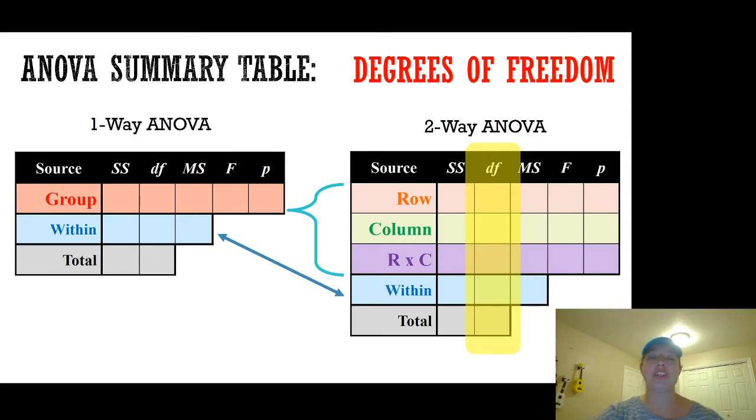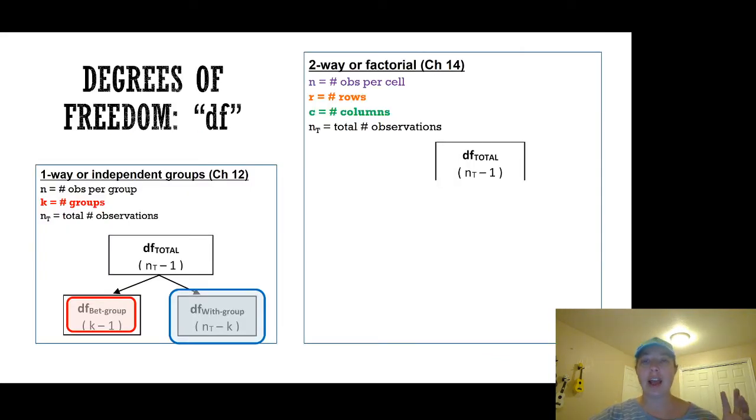Let's move to degrees of freedom. These are a little bit better. Degrees of freedom in the two-way ANOVA. So here I have the specification of degrees of freedom for a one-way ANOVA to remind ourselves. We said in a one-way ANOVA, we had K groups. Degrees of freedom between groups is number of groups, subtract 1. And within groups, total sample size minus K.